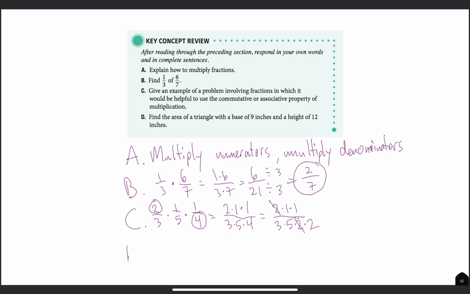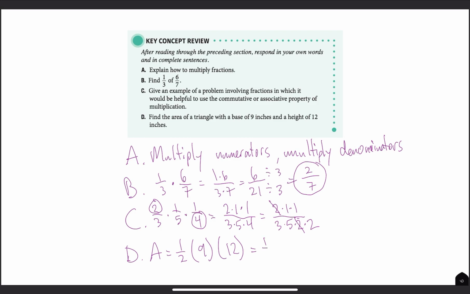Now D, find the area of a triangle with a base of 9 inches and a height of 12 inches. Well, the area of a triangle is half of its base times its height, because a triangle is half of a rectangle. So the area is half base, which is 9, times height, which is 12. Well, here's an example where the commutative property would really help me, because I don't know what half of 9 is as well as I know what half of 12 is.